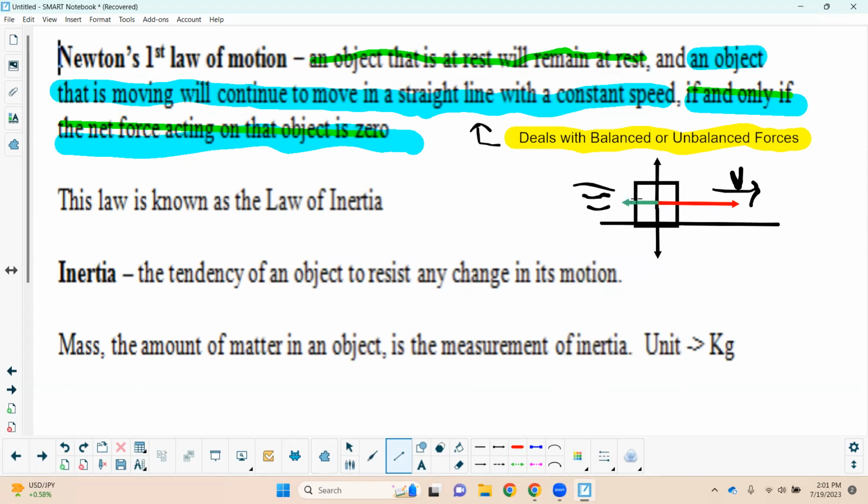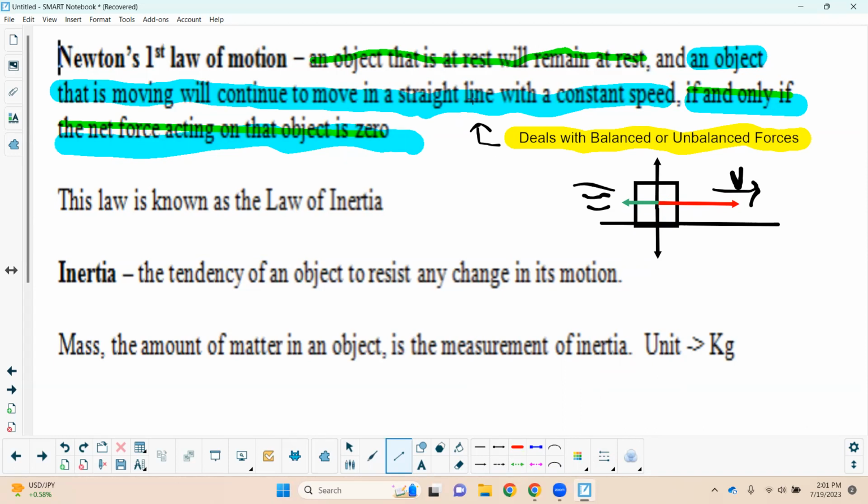So like you can see the red arrow is bigger than the green arrow. So if they're not balanced, it's unbalanced, and because the red arrow is bigger than the green one, it's going to accelerate. And when it accelerates, it changes its motion. So it's not going to stay at rest and it's not going to be moving at a constant speed. If it is accelerating in any way, speeding up, slowing down, turning, those are the three kinds of results of acceleration.